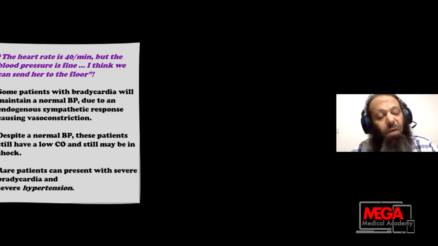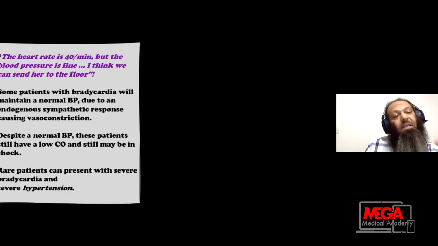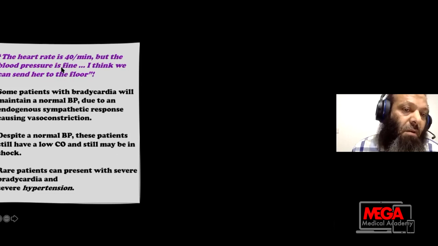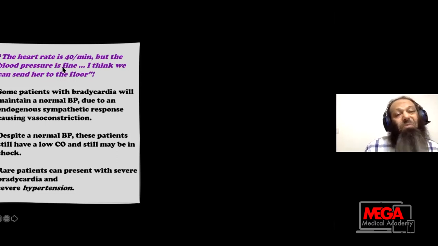So frequently we have this statement from our fellows or our residents when they want to discharge a patient from the ICU, or they are assessing a patient on the floor, that the heart rate is 40, but the blood pressure is fine. I think we can send this patient to the floor. So now he is relying on a heart rate of 40. Yes, the patient is bradycardic, for example, sinus brady, and he looked at the blood pressure, which is still maintained. For this statement, I should dissect it before discharging the patient to the floor.